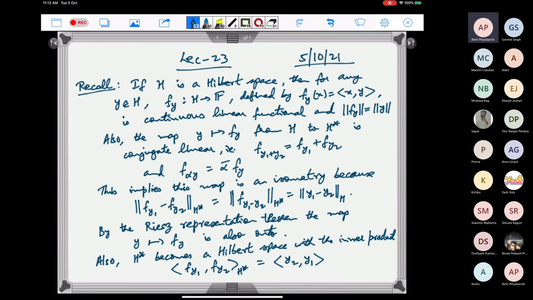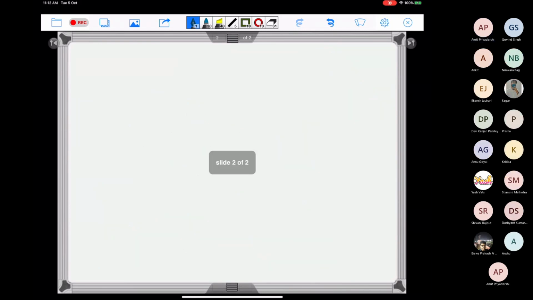Previously we know that the dual of any Banach space is a Banach space, but now we are showing that the dual of a Hilbert space is also a Hilbert space, and then we can also talk about the double dual. So that is again a Hilbert space. H star star is also a Hilbert space.